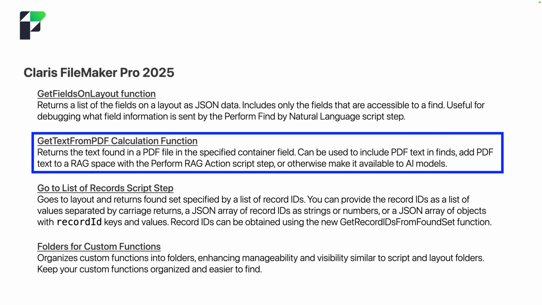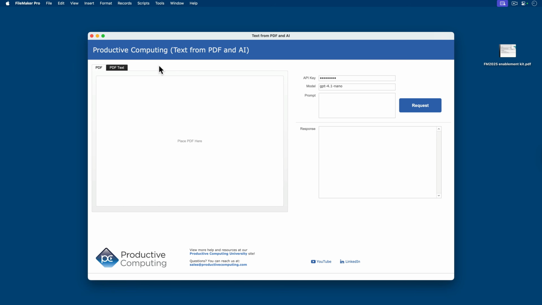The GetTextFromPDF calculation function will prove to be one of the most powerful functions ever created. Once a PDF is available via a container field, this function will return the text from that PDF, therefore making that text available for further analysis, either with artificial intelligence or your own customized indexing. We'll demonstrate that now. Here I have a demo file that has a container where I'll be placing the PDF, and then here I have a text field that will extract the text from the PDF.